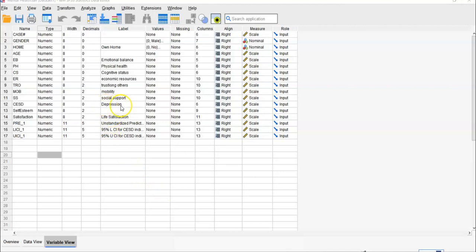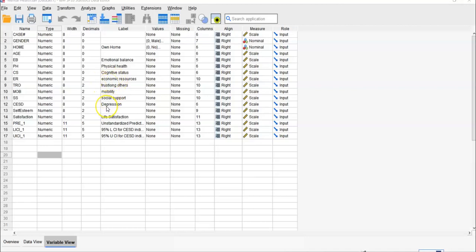So we chose depression as the dependent variable, and the factors were emotional balance, economic resources, and physical health. And finally, the result was that only emotional balance explained the variance in depression, and the other variables like physical health and economic resources were excluded. So to examine the linearity and also the multicollinearity, today I want to choose other factors.